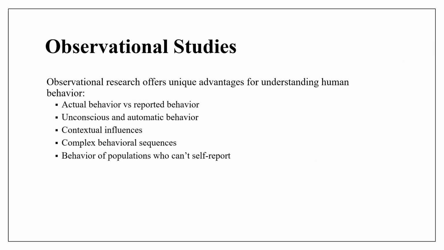Observational research offers unique advantages for understanding human behavior. It focuses on actual behavior versus reported behavior. One of the things we're going to learn, especially in the next lecture, is that sometimes when people report their own behavior, they are not as honest. Whereas if you're observing their behavior, especially if they don't know you're observing them, they're going to actually behave as they would. There's also the observation of unconscious and automatic behavior.